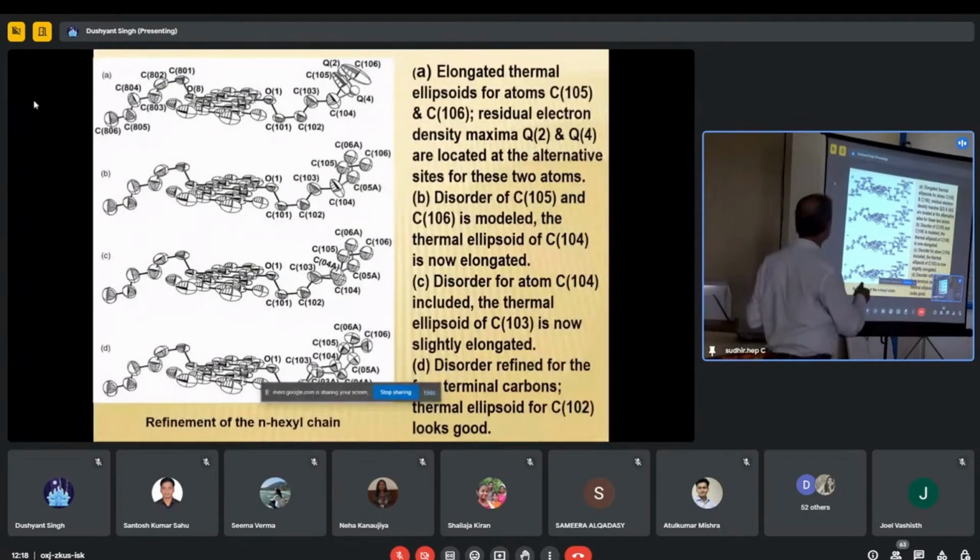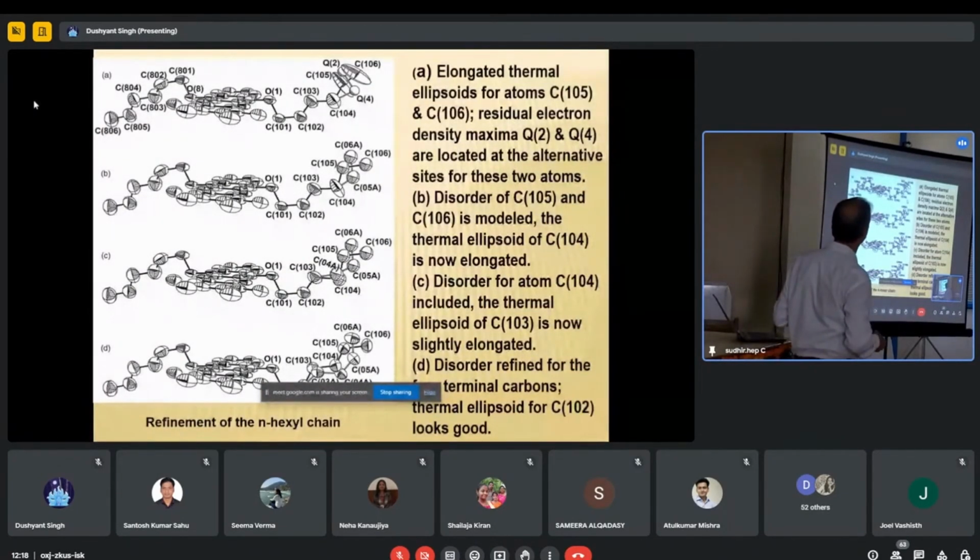Now, I have taken one example. Firstly, when I solved the structure, there were only these two, the terminal chain and the hexyl chain. Say it is a liquid crystalline material. So only these two atoms were showing the disorder. Only 2 terminal atoms were showing disorder. All other atoms have almost the same thermal ellipsoids.